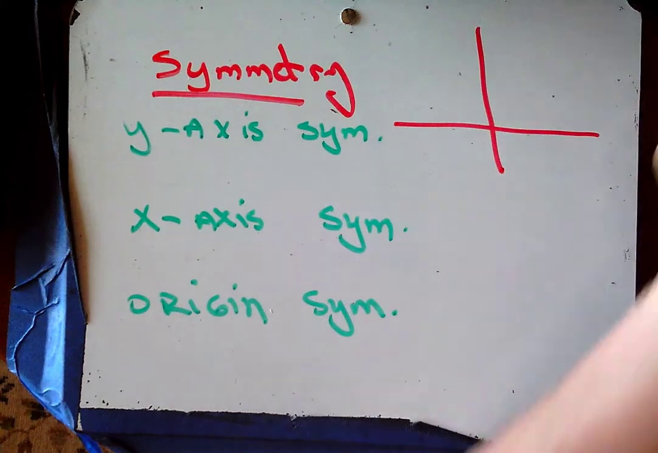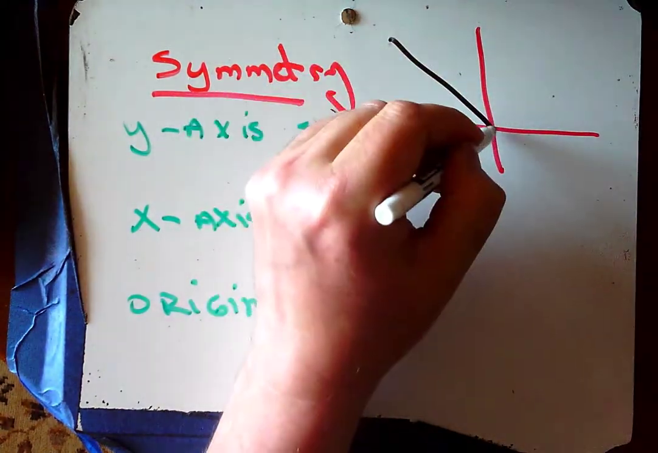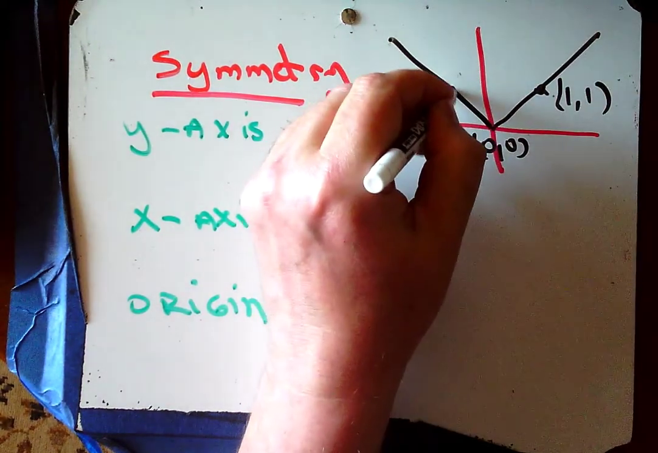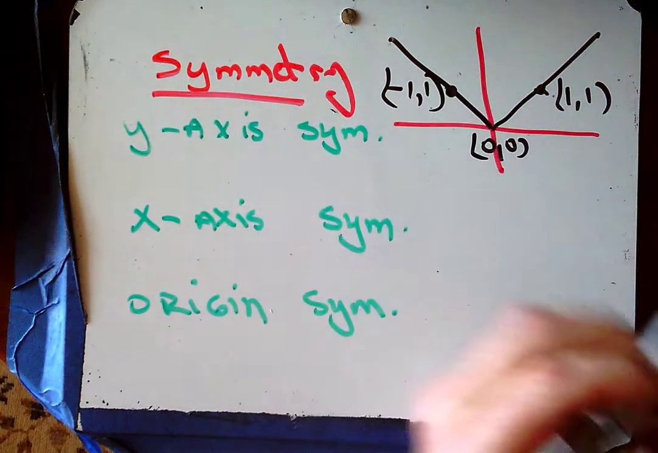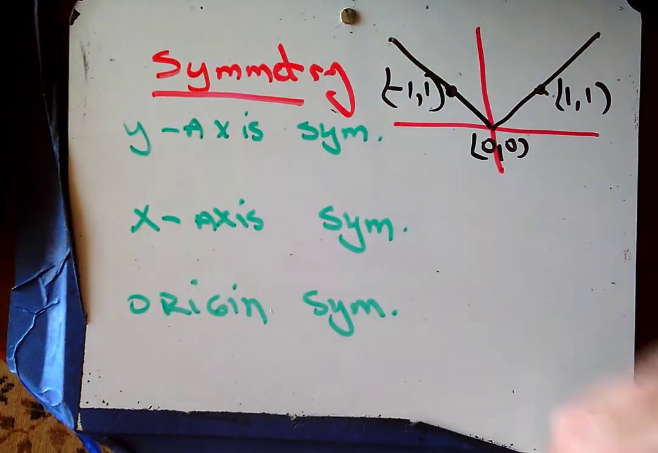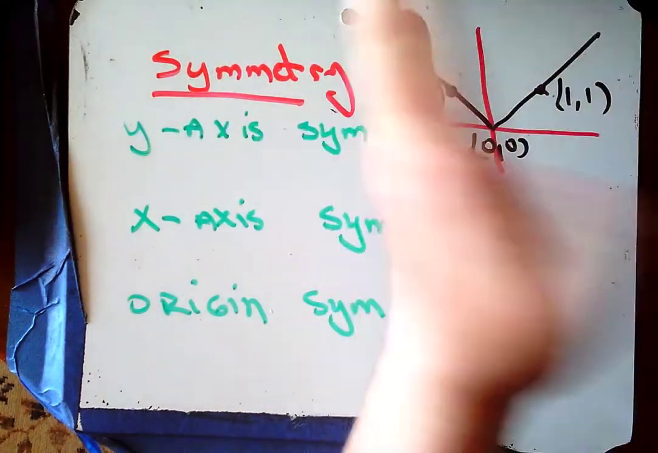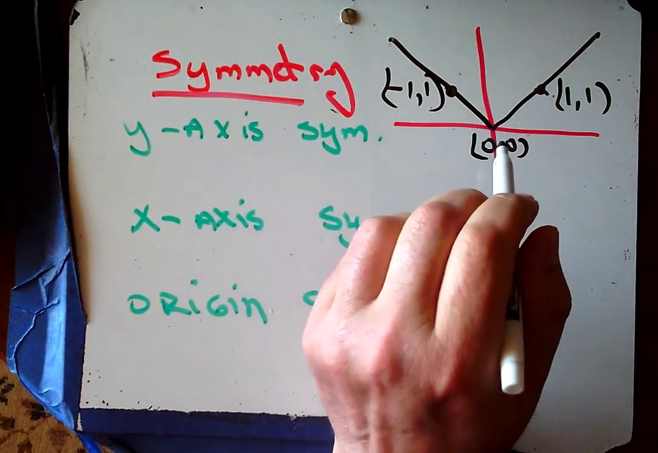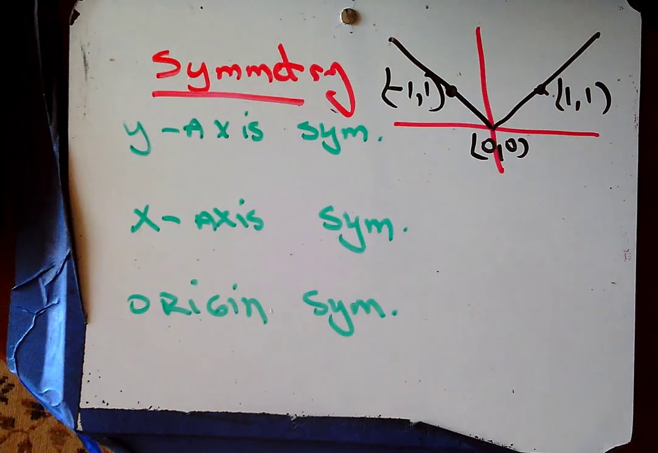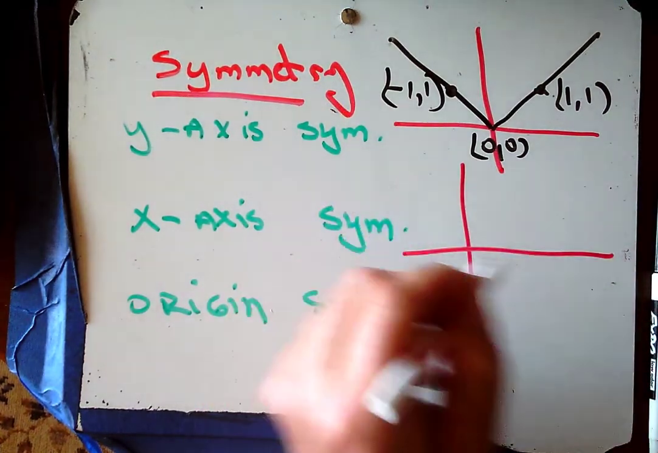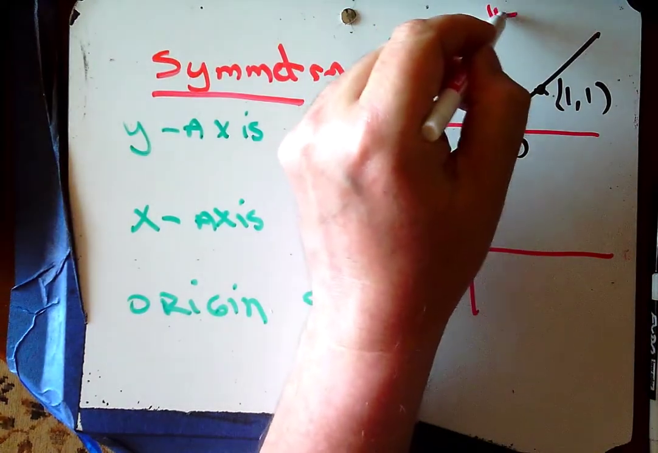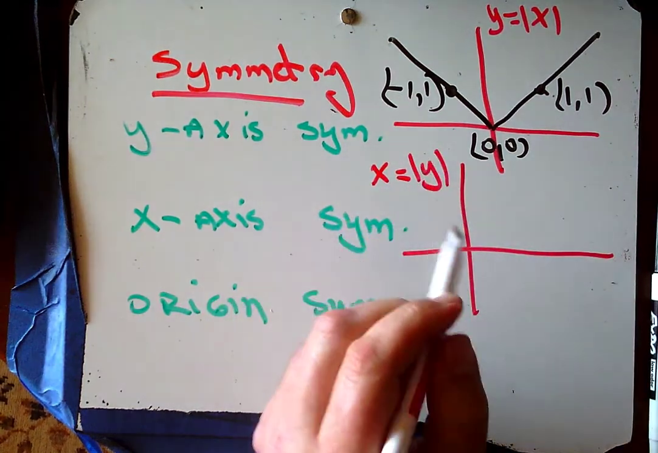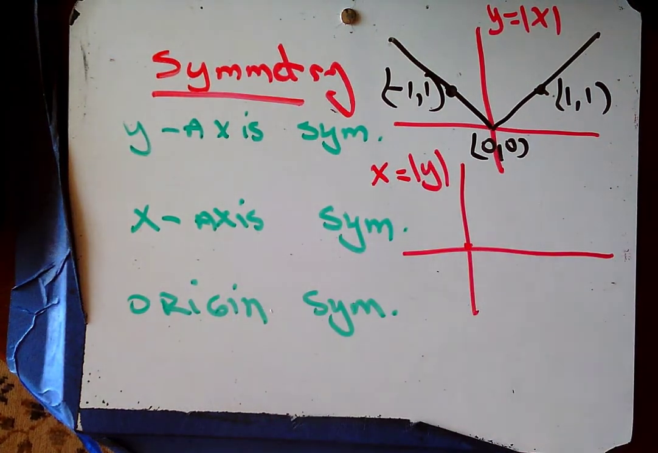Our absolute value of x graph, remember our reference graphs with points at 0, 0, 1, 1, and -1, 1. This function has y-axis symmetry. We could fold it across the y-axis and it would lie on top of itself. This has y-axis symmetry. Okay? What about x-axis symmetry? Well, if this is y equals absolute x, what about x equals absolute y? X equals absolute y looks like this.